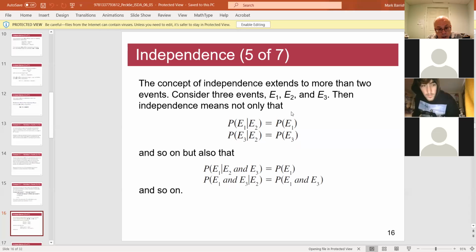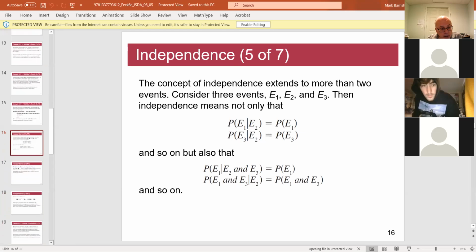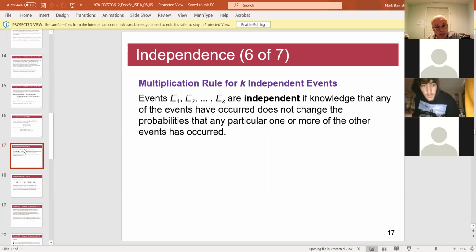Therefore, we want to know the probability of all three of them. If they're all independent of one another, we just simply multiply the three probabilities. I'll show you an example of that in the textbook.